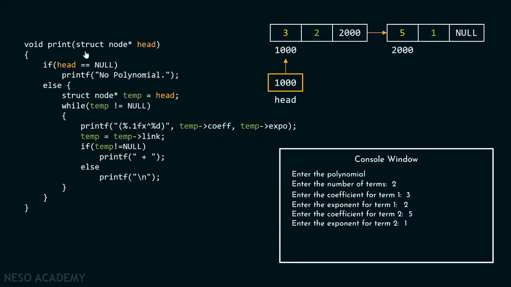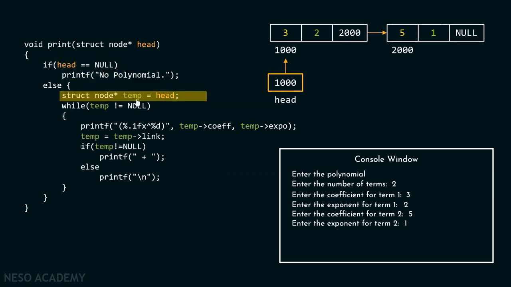In this print function, you can see the parameter is struct node star head. Obviously, this head pointer will receive this address 1000 from the main function. And this means that this function has received the complete linked list. First, we are checking this condition. Is head equal to null? You can see that head is not null. Therefore, this message will not get printed on the screen. This means that the else part will get evaluated.